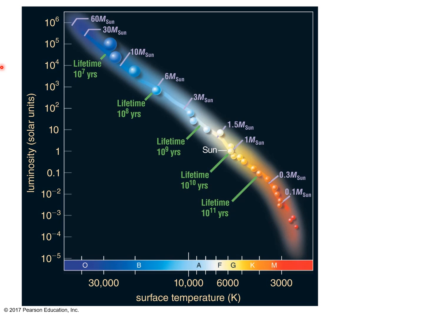I want you to notice that as we start up here on the upper left, these high mass stars, 20, 30 solar masses, have a lifetime of 10 to the 7th years, 10 million years. But as we go down to lower mass stars, it becomes a longer lifetime. So 10 to the 8th is 100 million years. 10 to the 9th is a billion years.